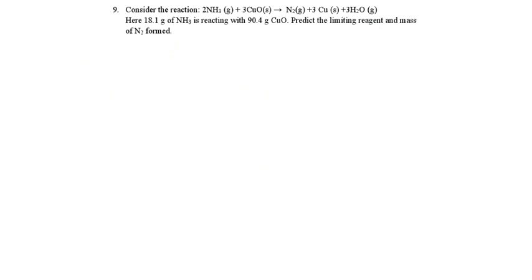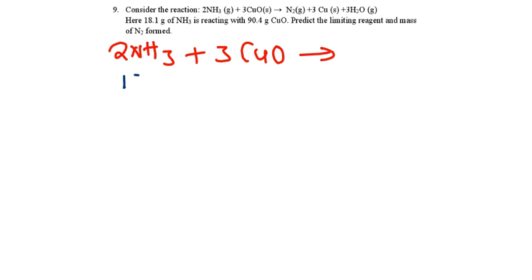So now in this case, 2NH3 plus 3CuO. For now, forget about the products. Let's look at the reactants. The information we're given is that for NH3 it was 18.1 grams, and for copper(II) oxide it was 90.4 grams. So we can quickly determine the number of moles. Why? Because the balanced chemical equation has given us the mole ratios, so we can deal with moles. We can see this is in the ratio of 2 to 3. So we can now find the number of moles of the two.